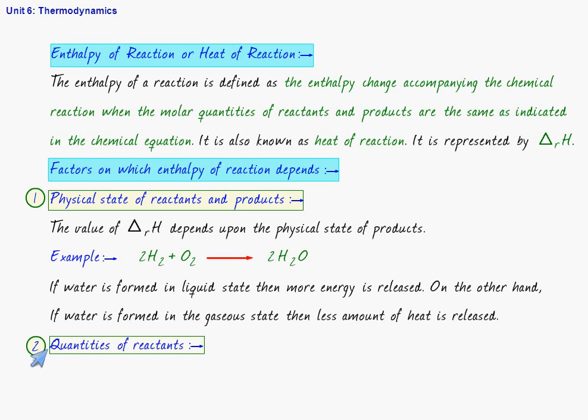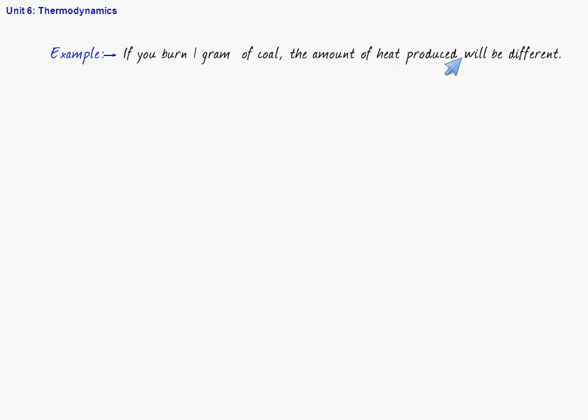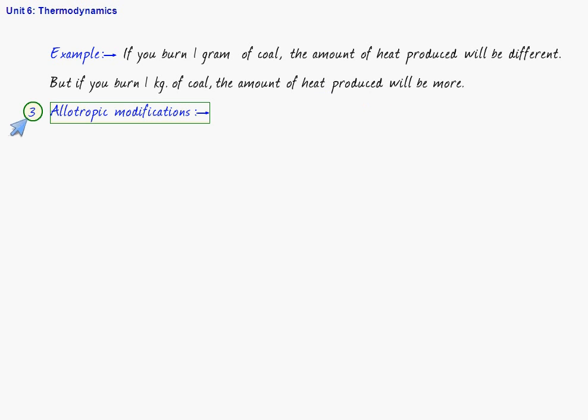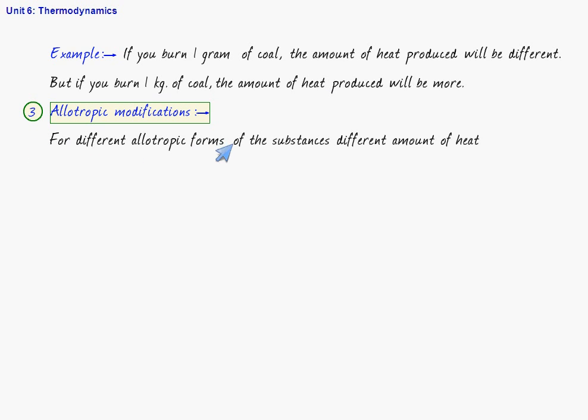You know, the amount of heat evolved or absorbed depends upon the amount of the reactants, isn't it? Now, if you burn 1 gram of coal, the amount of heat produced will be different. But if you burn 1 kg of coal, then the amount of heat produced will certainly be more. So the enthalpy of reaction depends upon the quantity. Then third is the allotropic modification. You know, for different allotropic forms of the substance, different amount of heat is evolved or absorbed.